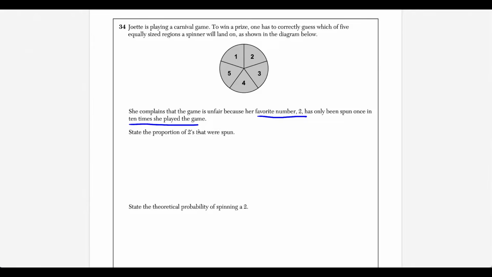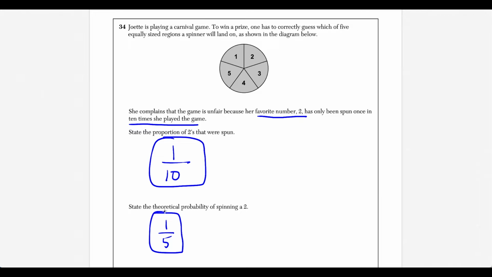And first we have to state the proportion of 2s that were spun. Well, it has only been spun once out of the 10 times that she played the game. So here is the proportion of 2s that were spun. But next we have to state, what is the theoretical probability of spinning a 2? Well, assuming that this thing is fair, notice that the 2 makes up 1/5 of the entire spinning toy here. So there is a 1 out of 5 chance that anyone could spin a 2 here, assuming that this thing is fair. That's why it's the theoretical probability of spinning a 2.